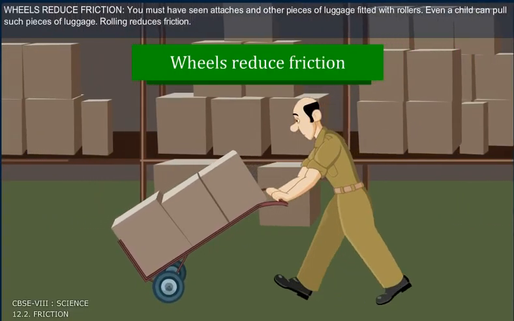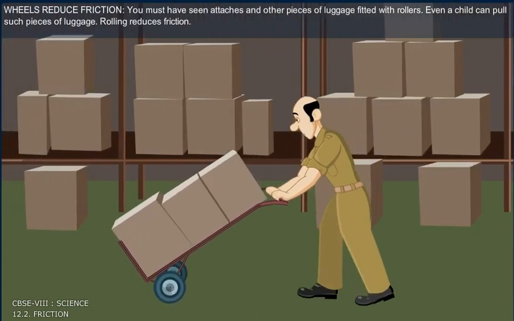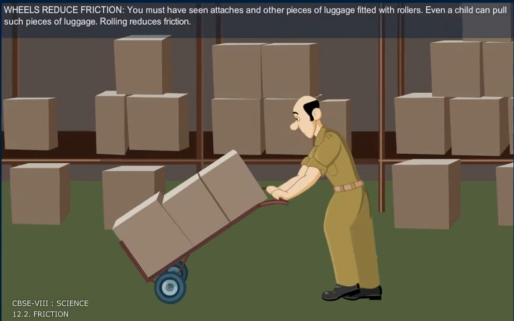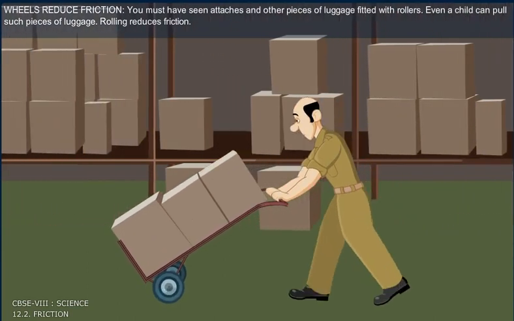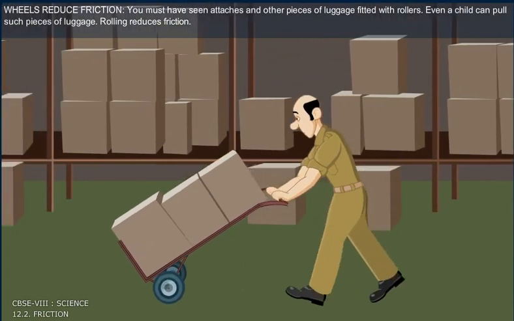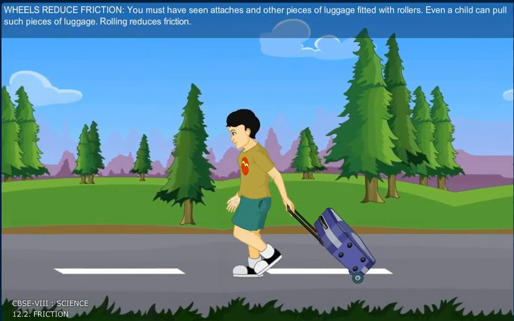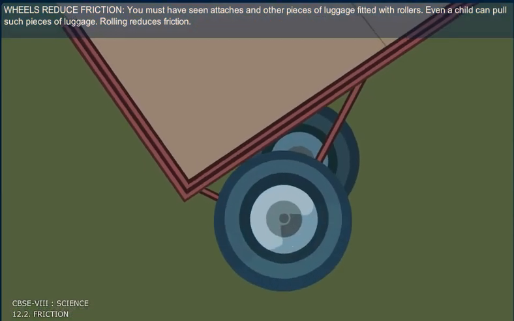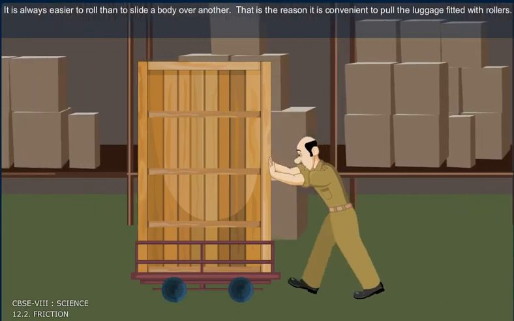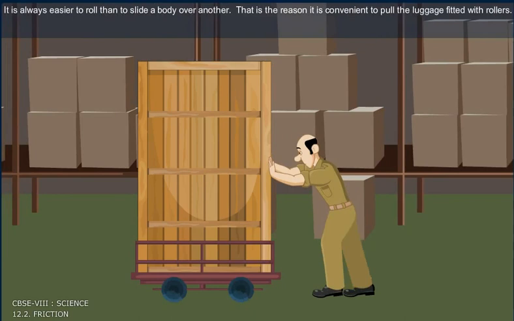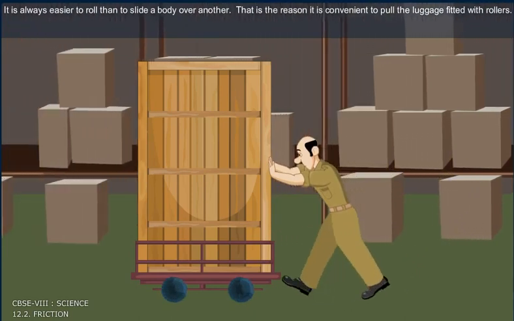Wheels reduce friction. You must have seen suitcases and other pieces of luggage fitted with rollers. Even a child can pull such pieces of luggage. Rolling reduces friction. It is always easier to roll than to slide a body over another. That is the reason it is convenient to pull luggage fitted with rollers.